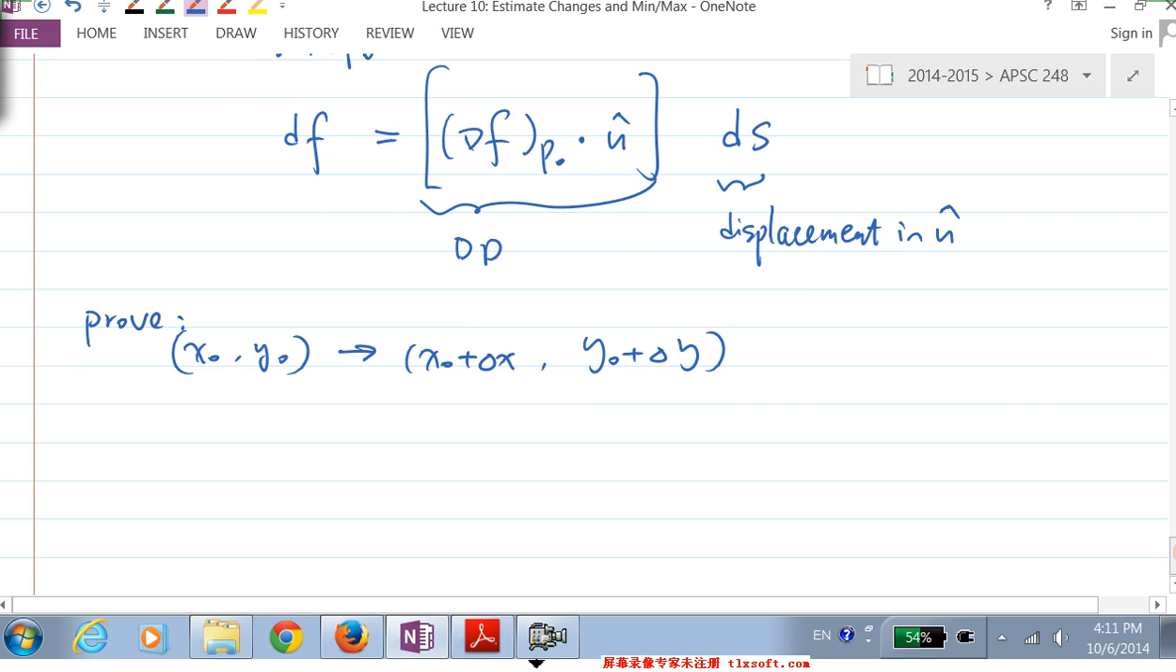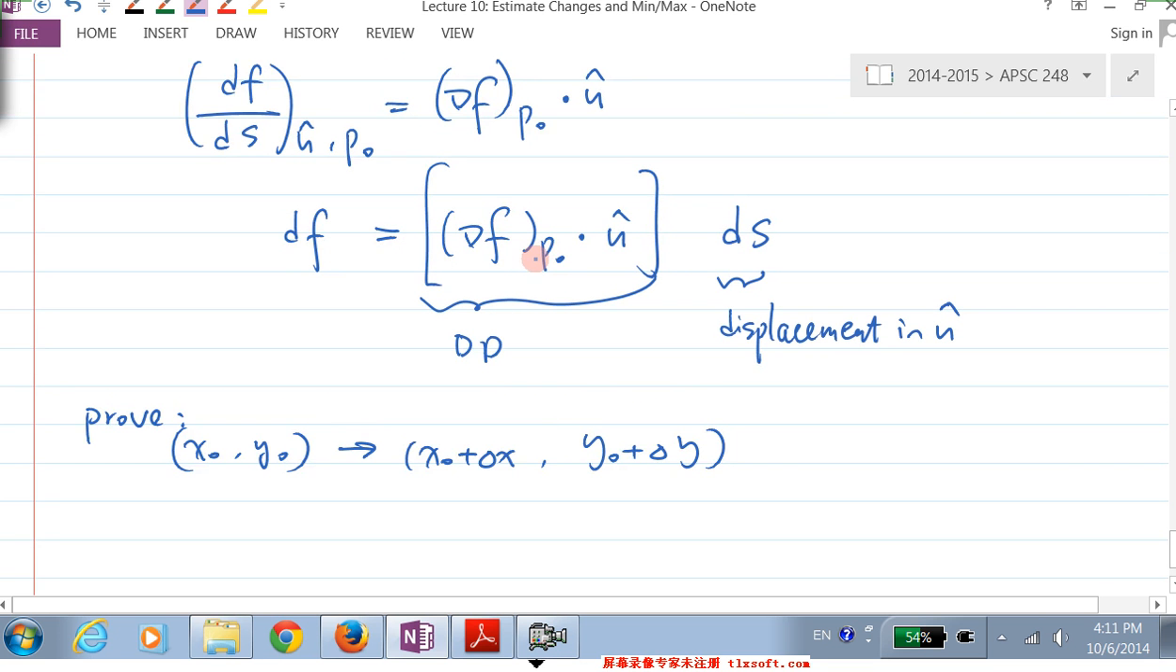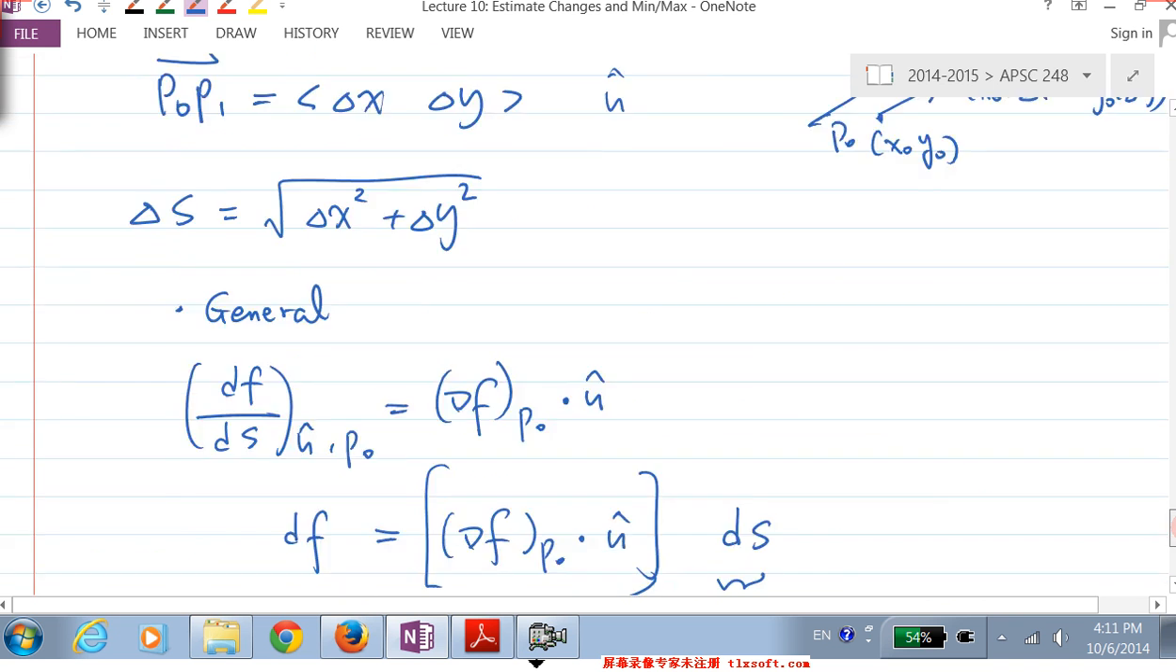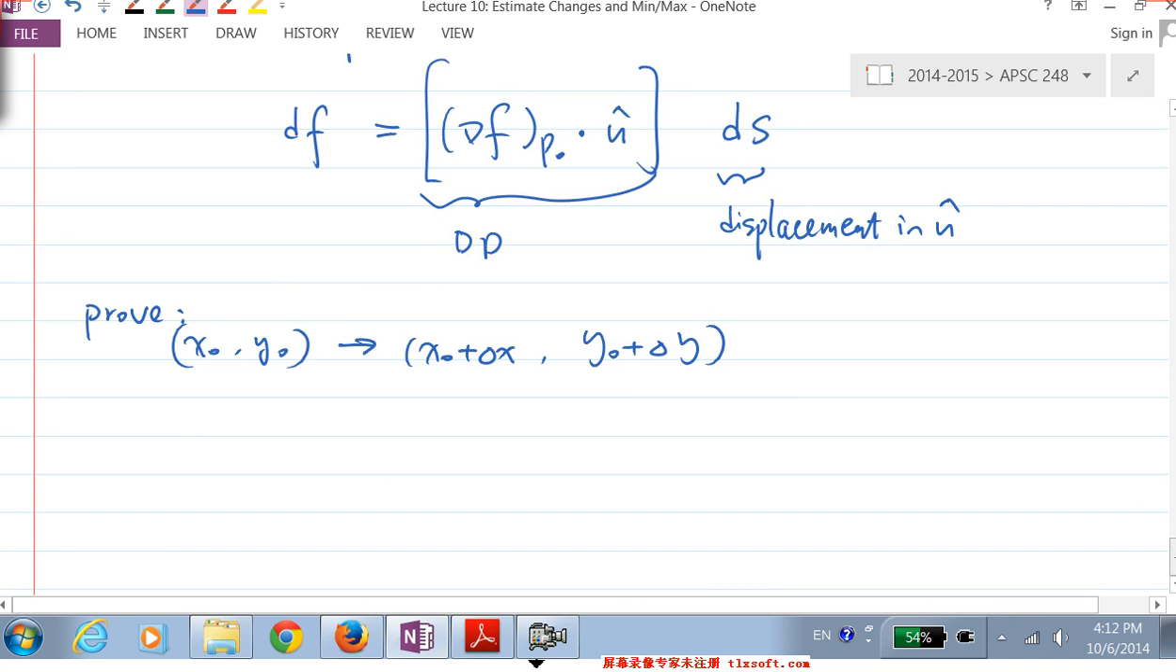Then I'm going to apply this formula and check how much change in f we get if we do this. What should we expect? If we apply this formula, we should expect to get this one here. So let's do that. Then how much change are we going to get? We're going to get roughly delta f equal to that formula.